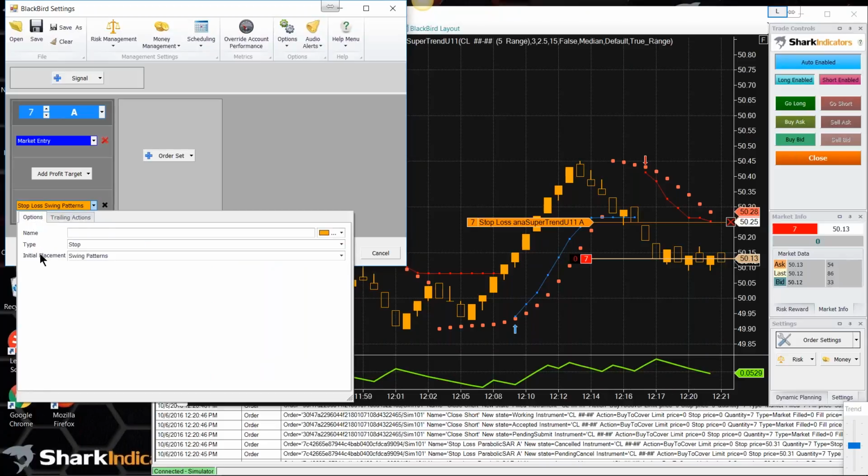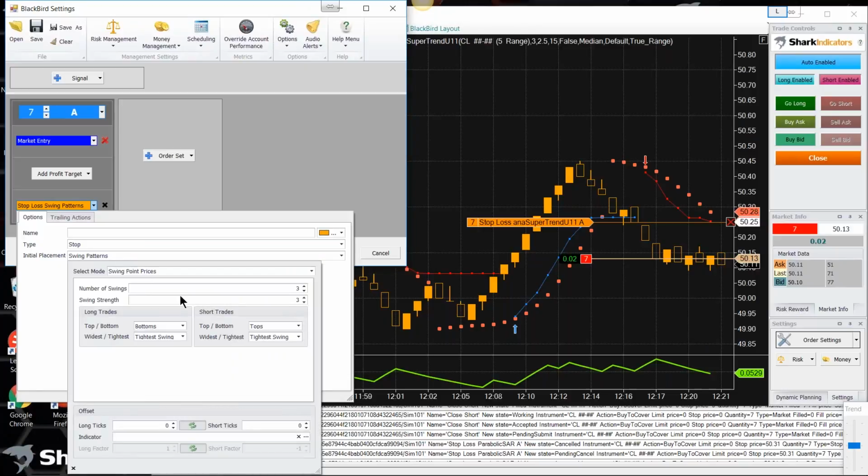And if we go in here, let's go to our initial placement. It's going to follow the swing patterns. And this is the same window that we saw for the profit targets, but we're going to set our stop loss at the swing low or the swing bottom. And in this case, this is set up to use the tightest instead of the widest swing point.